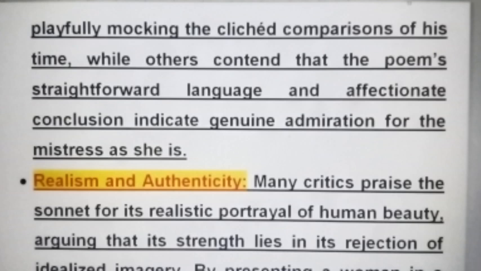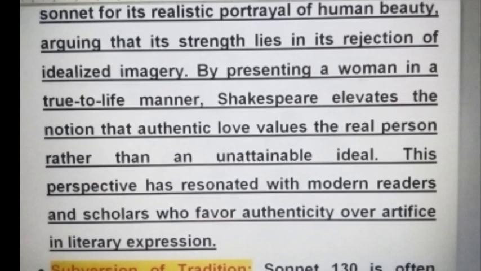Realism and authenticity. Many critics praise the sonnet for its realistic portrayal of human beauty, arguing that its strength lies in its rejection of idealized imagery. By presenting a woman in a true-to-life manner, Shakespeare elevates the notion that authentic love values the real person rather than an unattainable ideal. This perspective has resonated with modern readers and scholars who favor authenticity over artifice in literary expression.